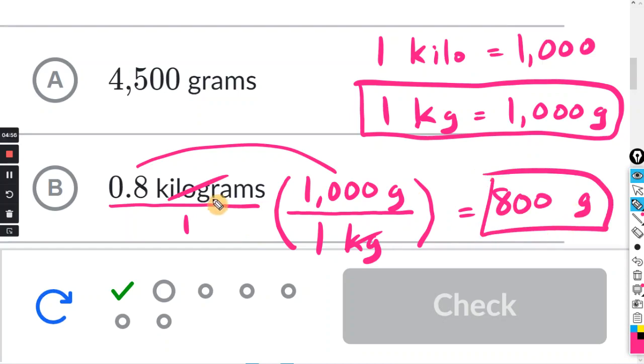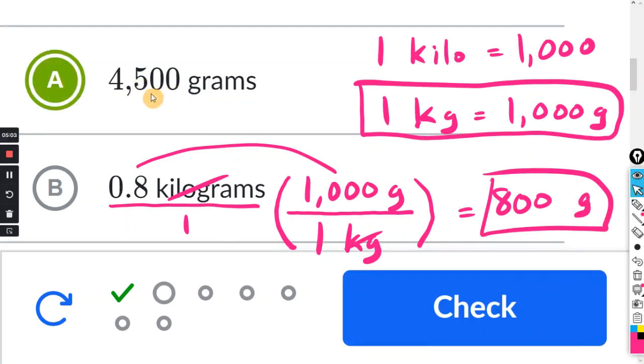So this here is 800 grams, and this here is 4,500. It said which one is greater. So, of course, 4,500 is greater than 800.